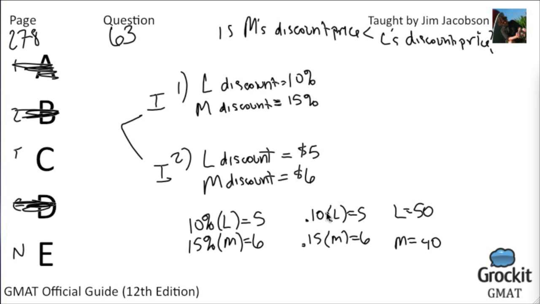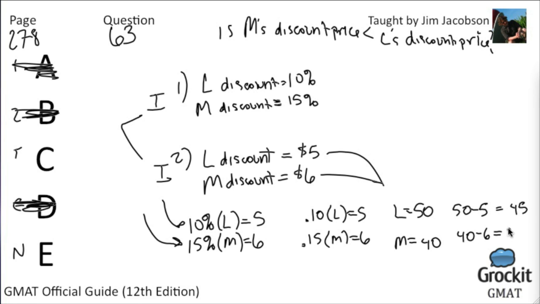And then we can actually subtract the dollar amounts. And again, we wouldn't actually have to go this far on the GMAT, because once we get to this point, we know we can figure out what the full prices are and which one's going to have the lower discounted price. But L's discounted price will be 50 minus its $5 discount. M will be 40 minus its $6 discount, which equals 32.